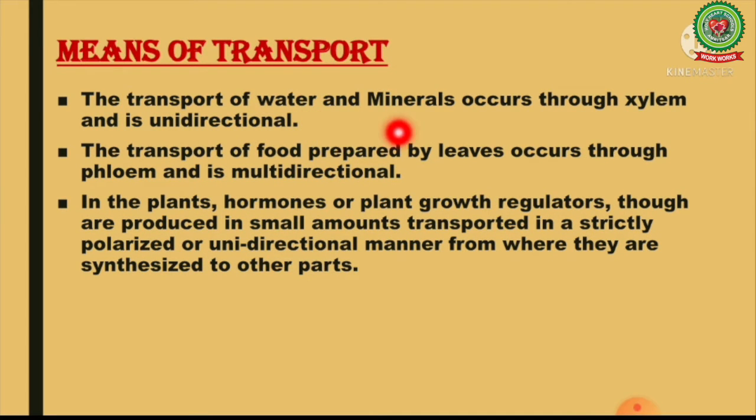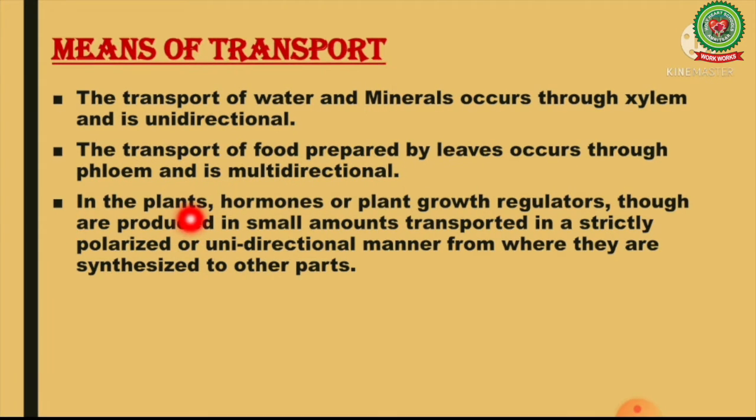Transport of water and minerals occurs through xylem and is unidirectional, and the transport of food prepared by leaves occurs through the phloem and is multidirectional. In plants, hormones or plant growth regulators, though produced in small amounts, are transported in a strictly polarized or unidirectional manner from where they are synthesized to other parts.